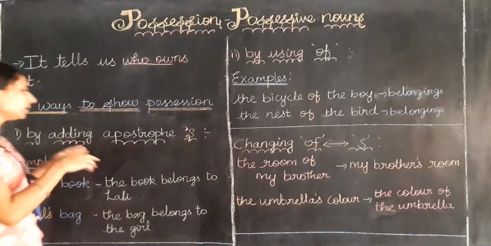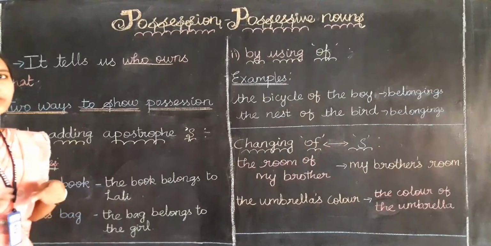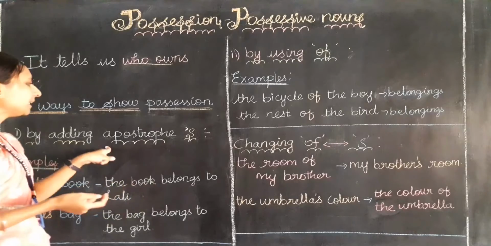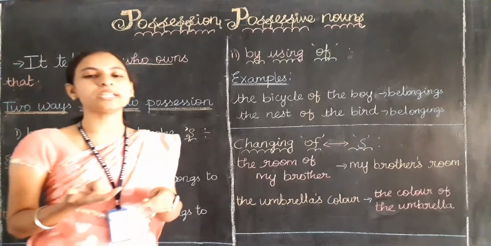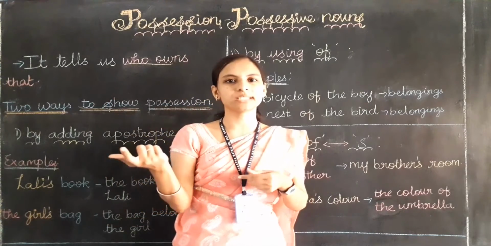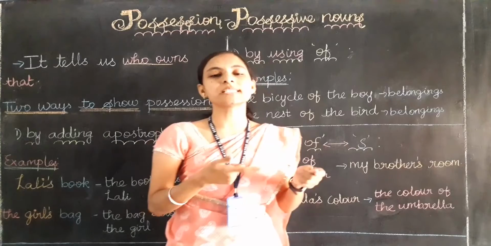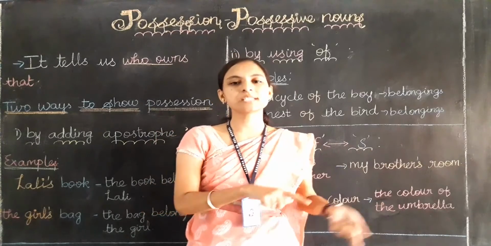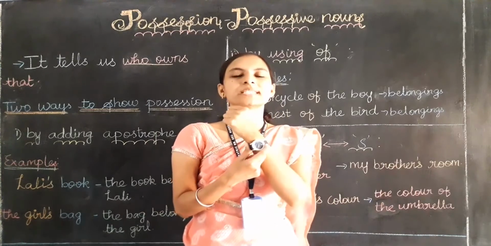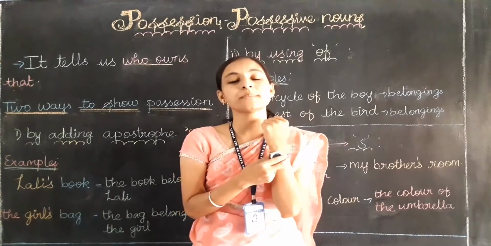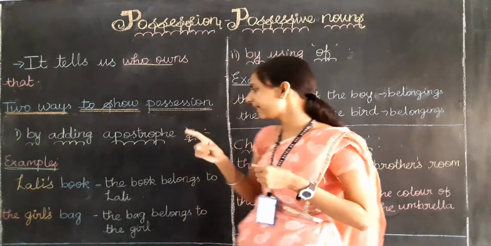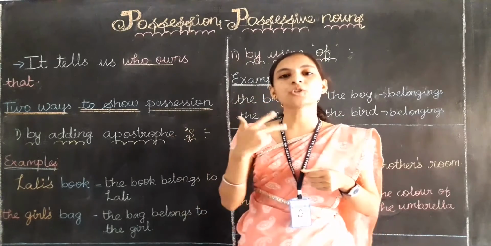The first way to show possession is by adding apostrophe s at the end of the noun. Whenever I am talking about a bag that belongs to a girl, I can say this is the girl's bag. Suppose I am telling you this is my sister's watch. At the end of the word sister, I have added apostrophe s to show the possession.